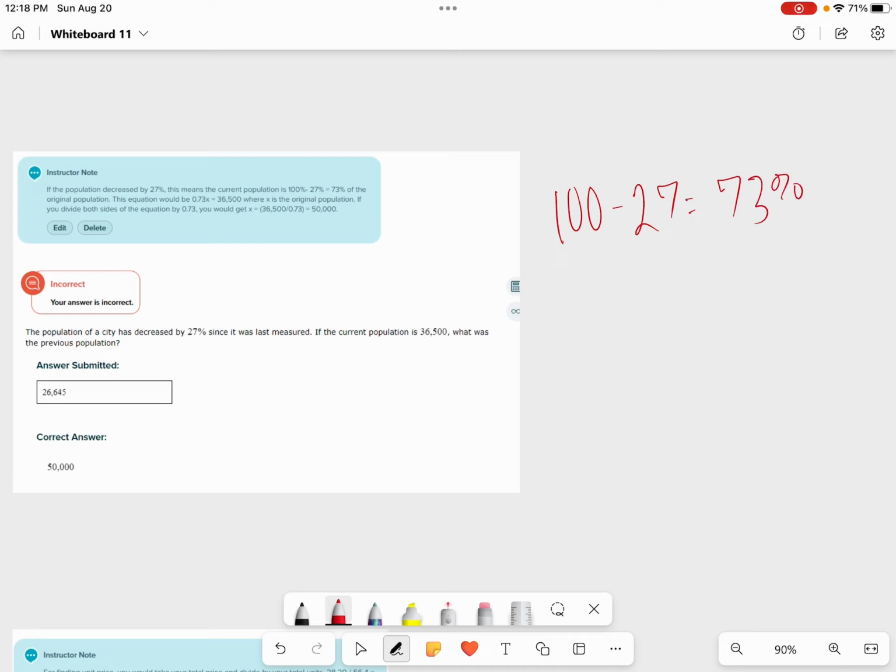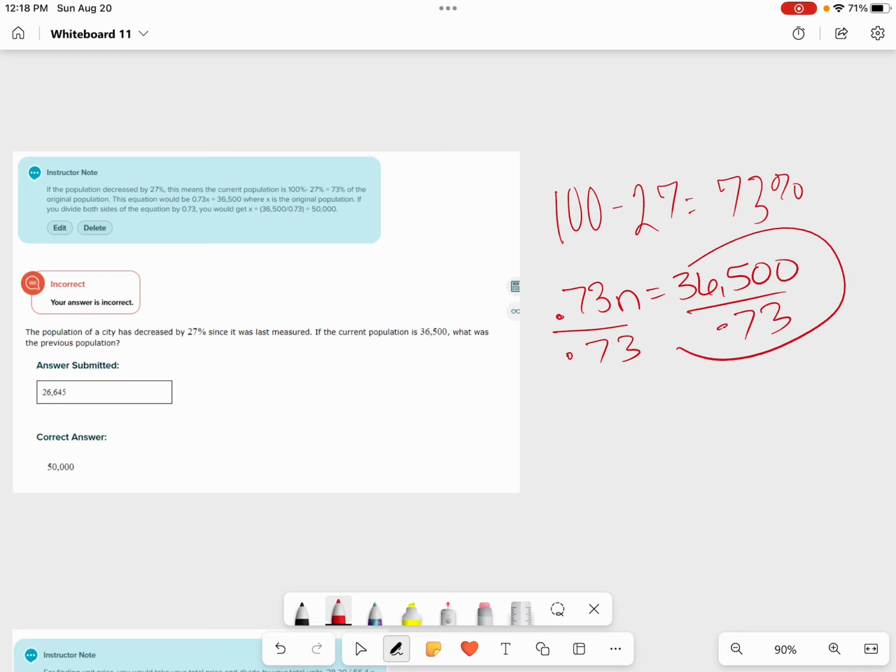So change that to a decimal, and it would be 0.73 times the original population, which I will put as N, and then our population that we have, 36,500. So this is our equation. Now you need to solve for N by dividing by 0.73 on both sides. If you put this part in the calculator, you would get the 50,000.